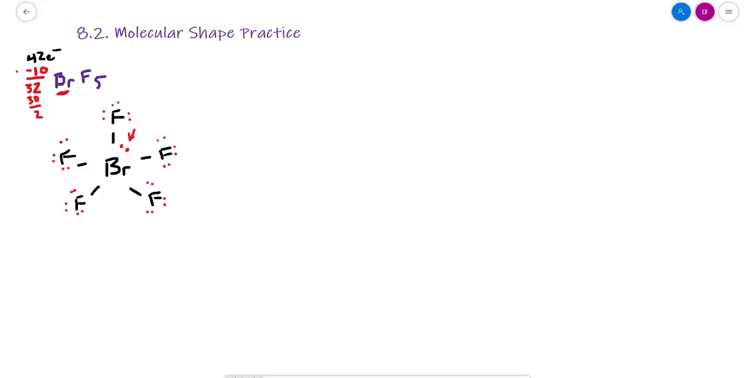So let's count up how many charge clouds and how many bonds we have. We've got 1, 2, 3, 4, 5 bonds, but we actually have 6 clouds if we count that lone pair. So 6 clouds and 5 bonds is going to give us the square pyramidal geometry. Square pyramidal. And so let's try to sketch that out as best we can, because this here is just the Lewis structure. That's 2D. That doesn't tell us what the 3D structure is.